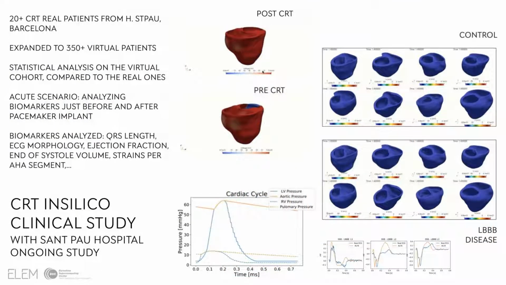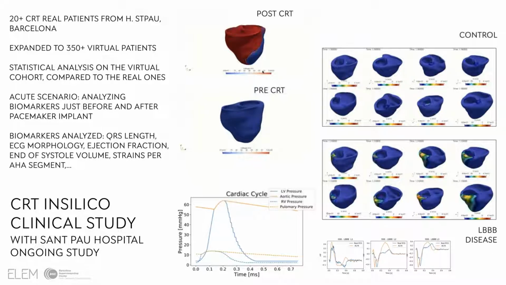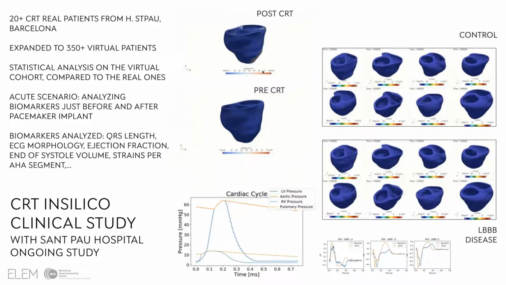This is another example in which you see the patients clearly. This is something that we are doing with a hospital here in Barcelona, which is called the Sant Pau Hospital. It's a clinical validation study. So in this case, it's statistics. We have information of 20 patients, real ones, that can be expanded to about 400 virtual patients by changing some of the features of the different patients.